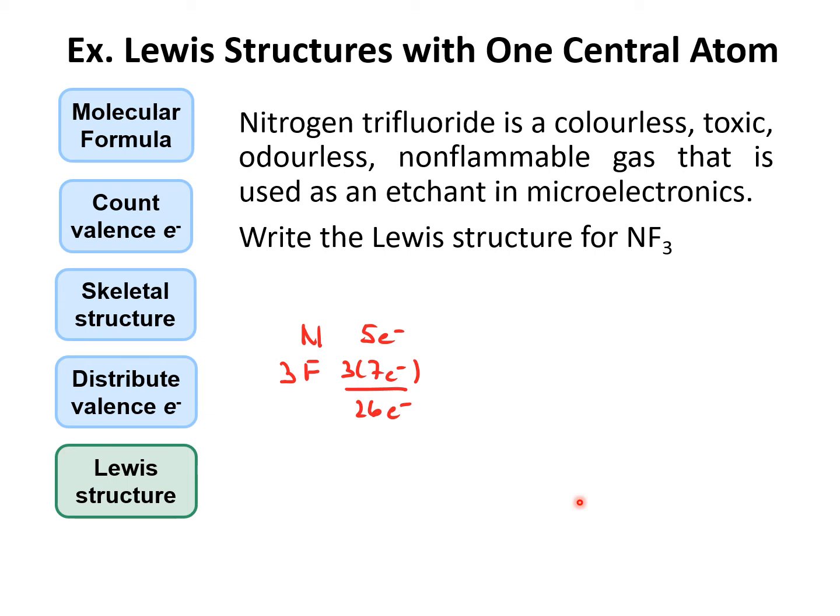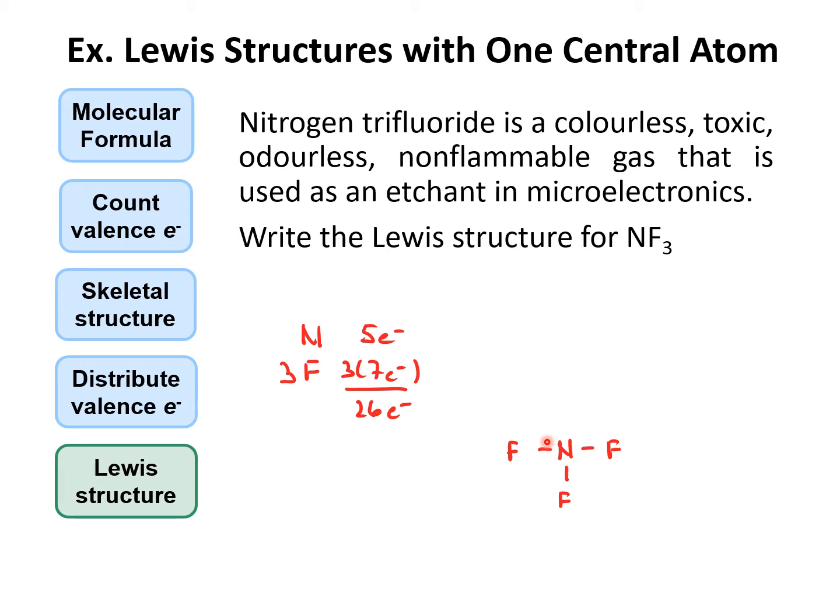Now, in order to write the Lewis structure, or the skeletal structure, we should recall that nitrogen is the least electronegative element in the molecule, and so therefore nitrogen is the central element. Fluorine, being more electronegative, forms the terminal atoms in the molecule, and so our nitrogen atom is surrounded by 1, 2, 3 fluorine atoms. The next step is to distribute our valence electrons, and the first part of this is to connect our atoms with bonds, like so.